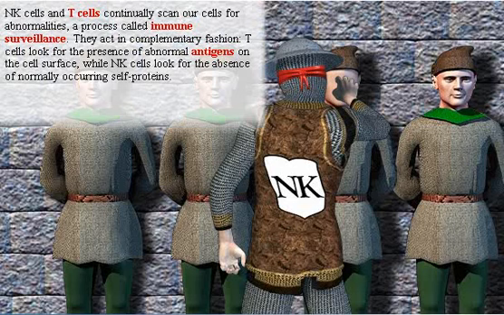NK cells and T cells are the two kinds of cells that continually scan our cells for abnormalities, a process called immune surveillance. They act in a complementary fashion. T cells look for the presence of abnormal antigens on the cell surface, while NK cells look for the absence of normally occurring self-proteins.